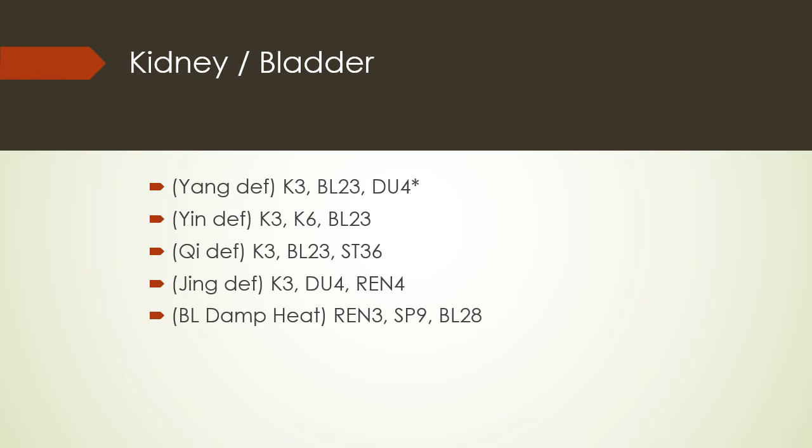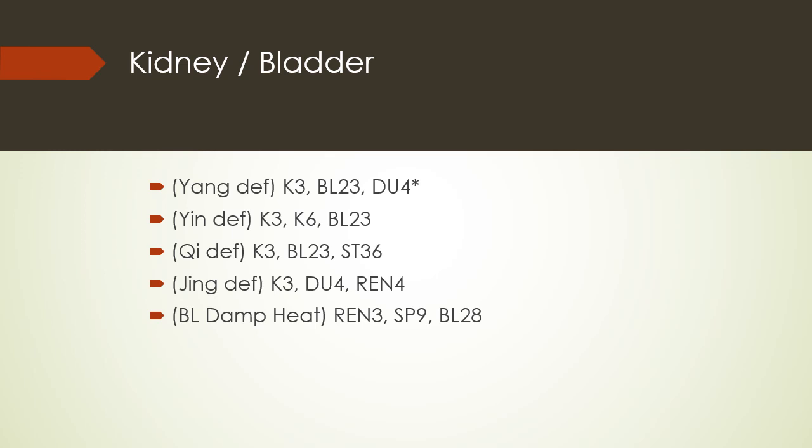For yin deficiency, you may see kidney 6, which is an important point for kidney yin deficiency, especially if there's heat. If there's deficiency fire, then you may see kidney 2, for example, which is the fire point. But you can use kidney 3, bladder 23 there as well. For kidney qi deficiency, you see kidney 3, bladder 23, stomach 36. For kidney essence deficiency, oftentimes you will see Du 4 as well as Ren 4.